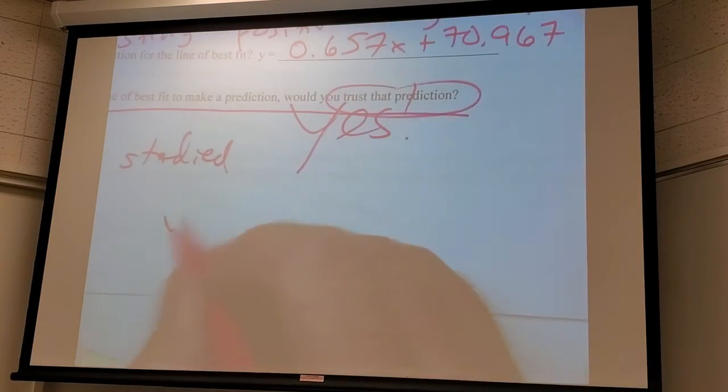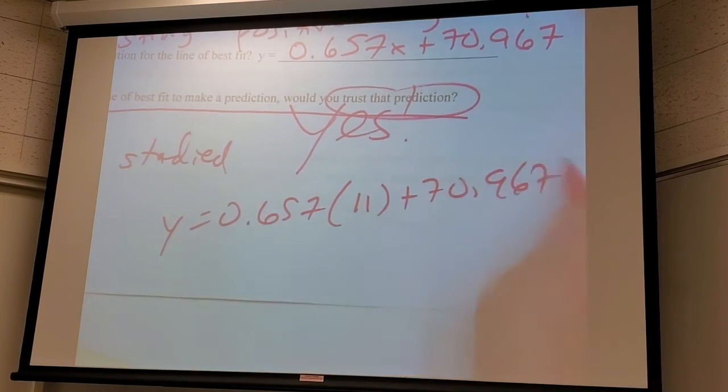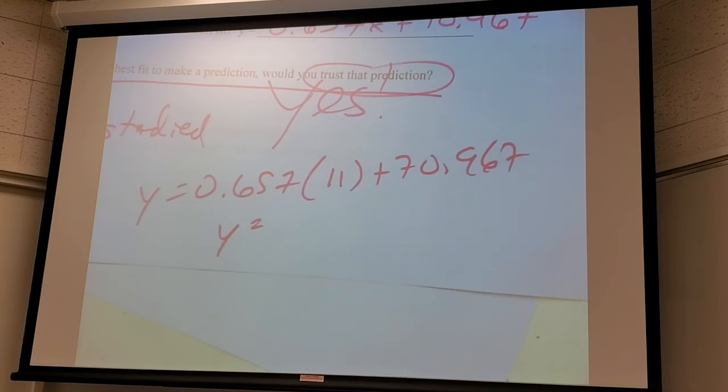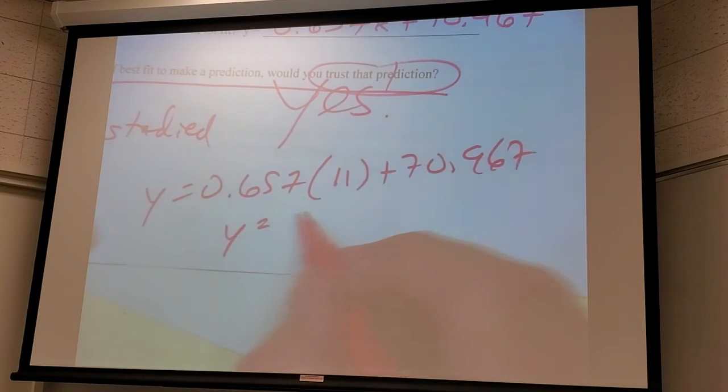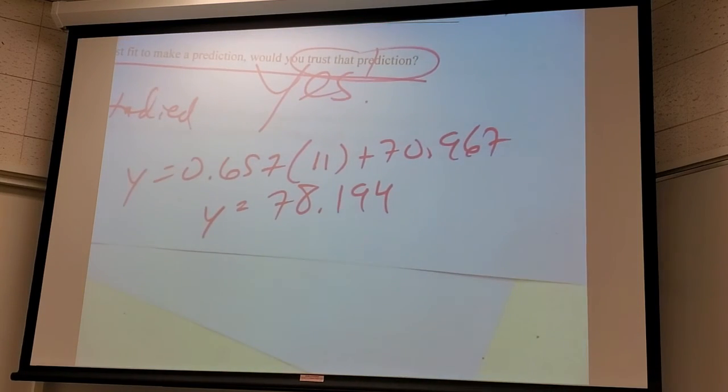So I'm just going to do y equals 0.657 times 11 plus 70.967. Is that right, Jen? No, I'm not done. Give me a second. 7.2, so I think it's 78.2. Yeah, 78.194. Ye of little faith. 78.194, right? So we got it.